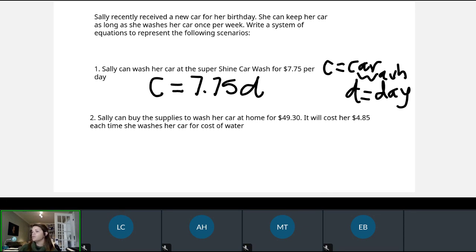Okay, Liv, that's okay, but we're doing it together now, so hopefully you're understanding a little bit better when I explain this. Okay? What you are doing for the first slide, the first 2 problems, is you're writing an equation. All we're doing is turning this sentence into a math equation. So this sentence says, for Sally to wash her car, it's $7.75 per day. So car wash equals $7.75 times the number of days she goes. That's it. All we're doing is turning sentences into math equations. We're writing it in math terms.